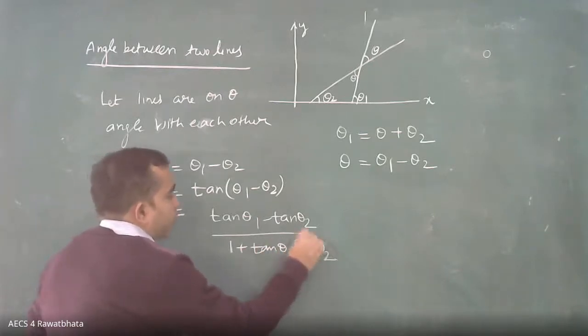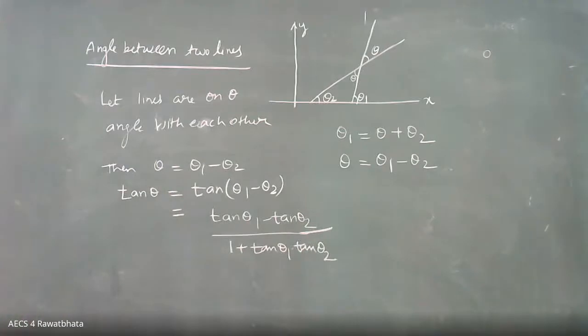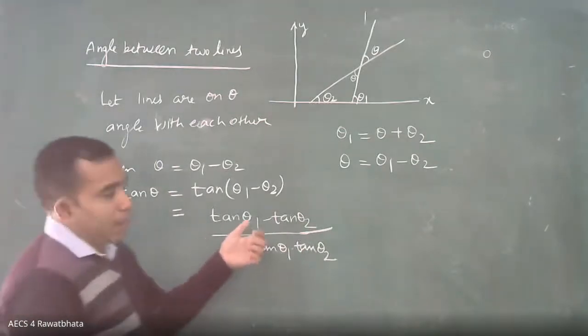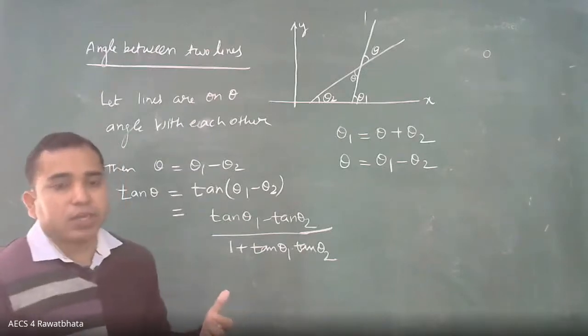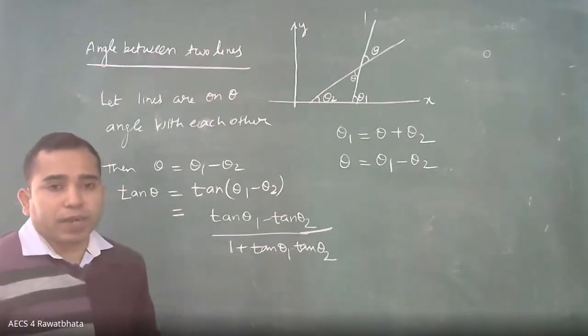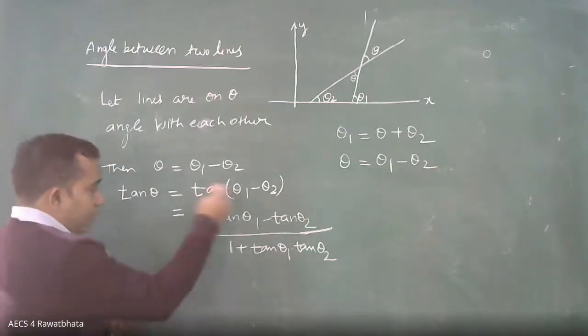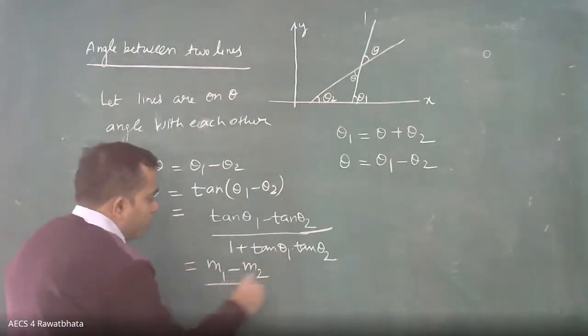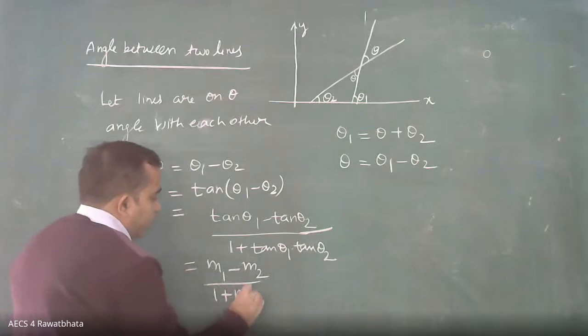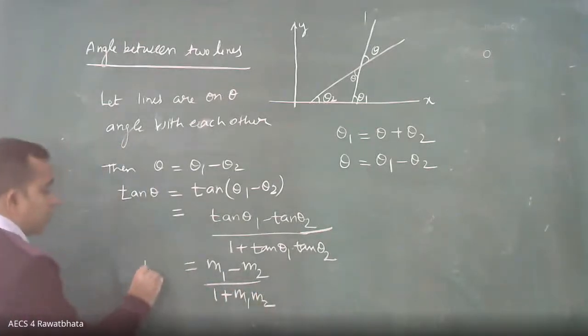This is okay. And this will be the slope of the first line, because the first line creates theta 1 angle with the x-axis. So the slope of the first line will be m1. Let me call it m1. So m1 minus m2 whole upon 1 plus m1 m2. This is tan theta.